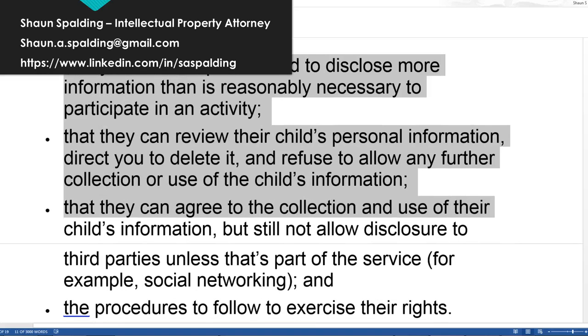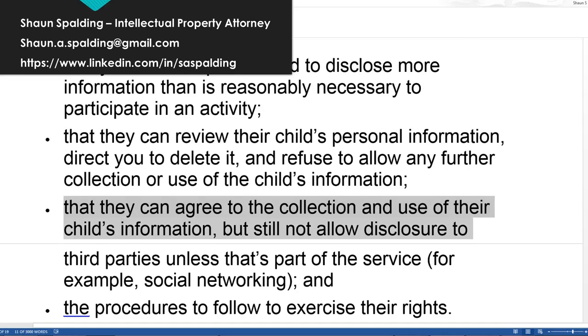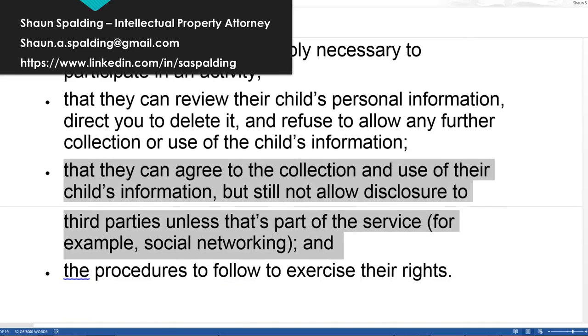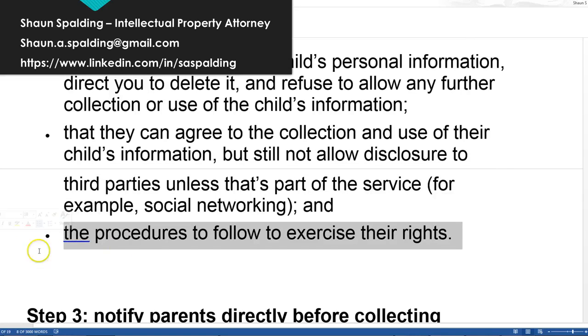Parents must be told that they can agree to the collection and use of their information, but still not allow disclosure to third parties unless that's part of the service and the service can't be used without it. And finally, parents must be told the procedures to follow to exercise the rights that they have.